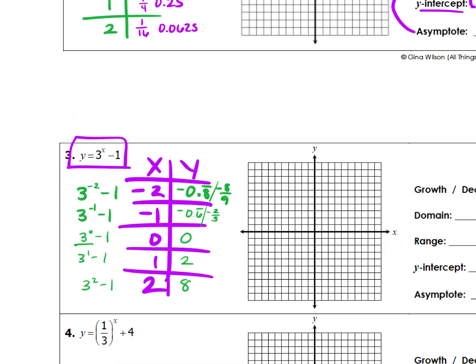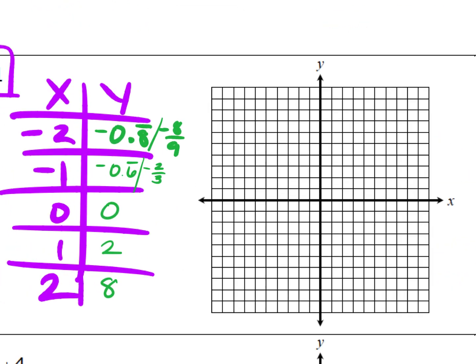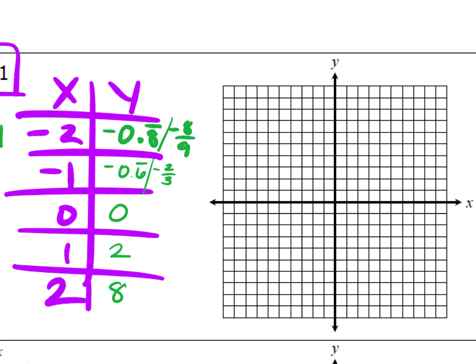Okay, so now you plot these points. So take a look at what happened with this one. This one's going to look a little bit different. -2, -0.8 repeating. That's going to be really close to -1, but not get to -1. Okay, -1 is -2/3, so that'd be about there. 0, 0. 1, 2, and 2, 8. 1, 2, 3, 4, 5, 6, 7, 8.